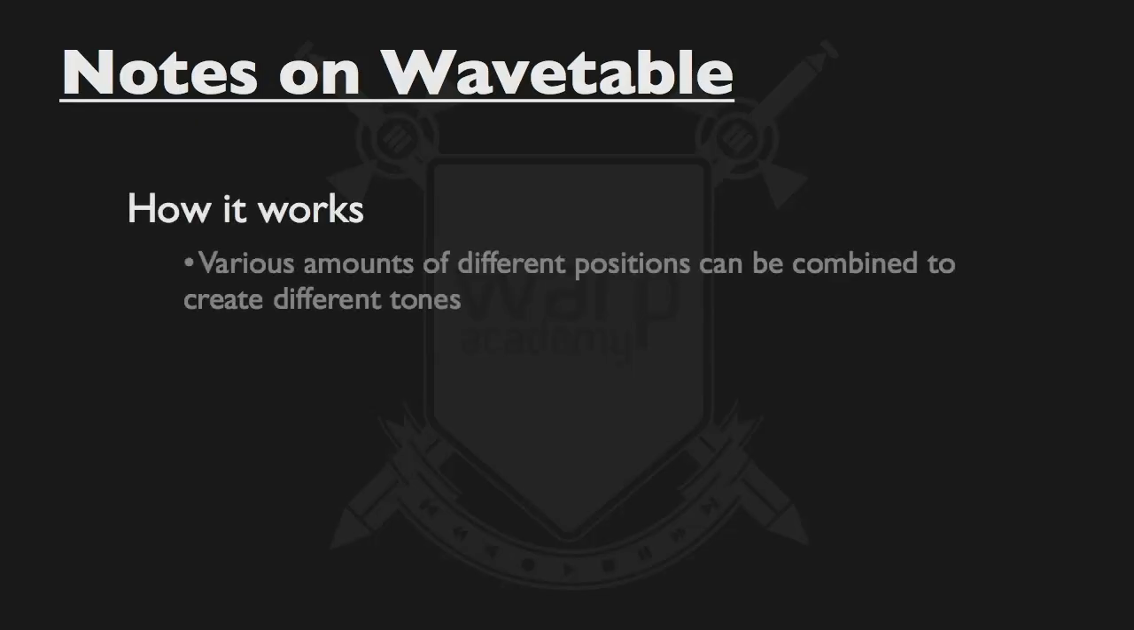Various amounts of these different looped waves can be played back and combined to create the wavetable's tone based on the position in the wavetable. This, again, sounds convoluted, but basically what it means is that the sound you get changes depending on the point you place your wavetable position marker.